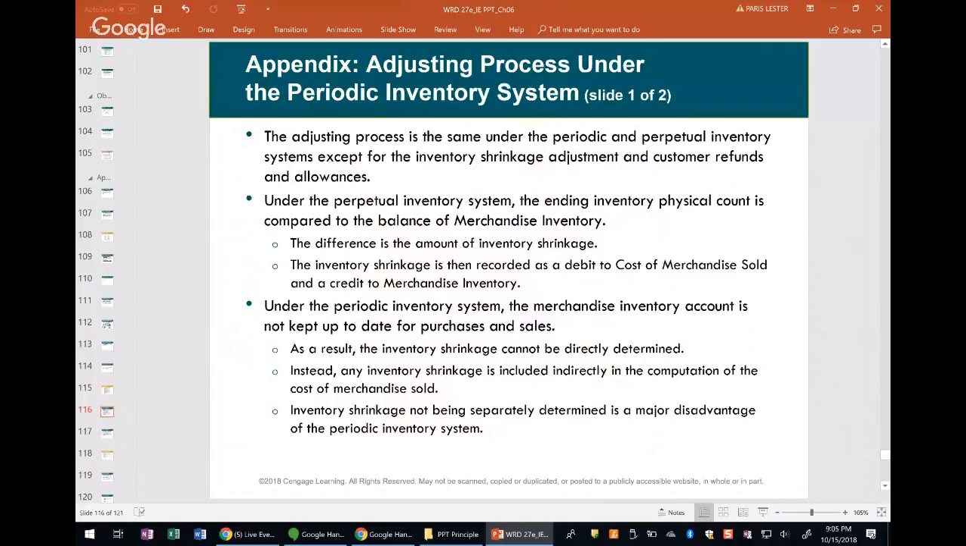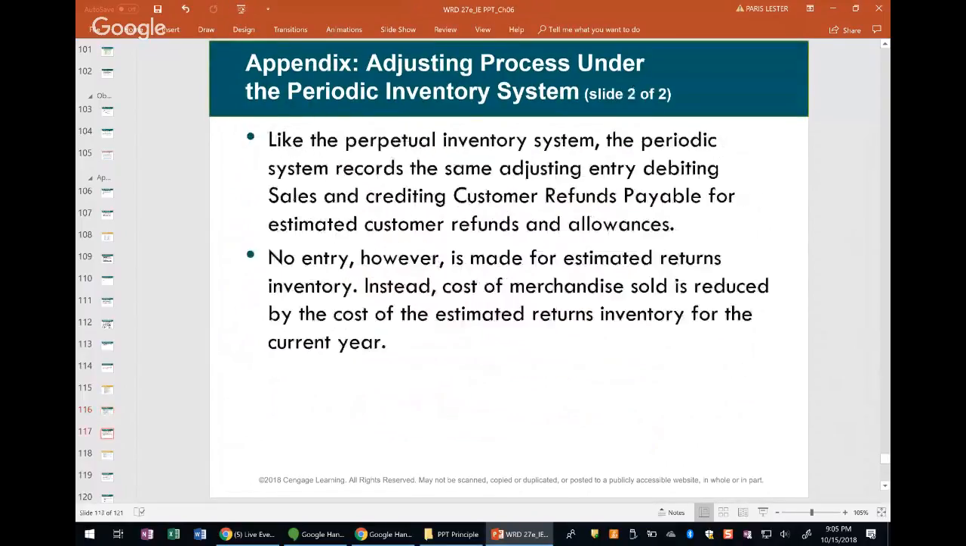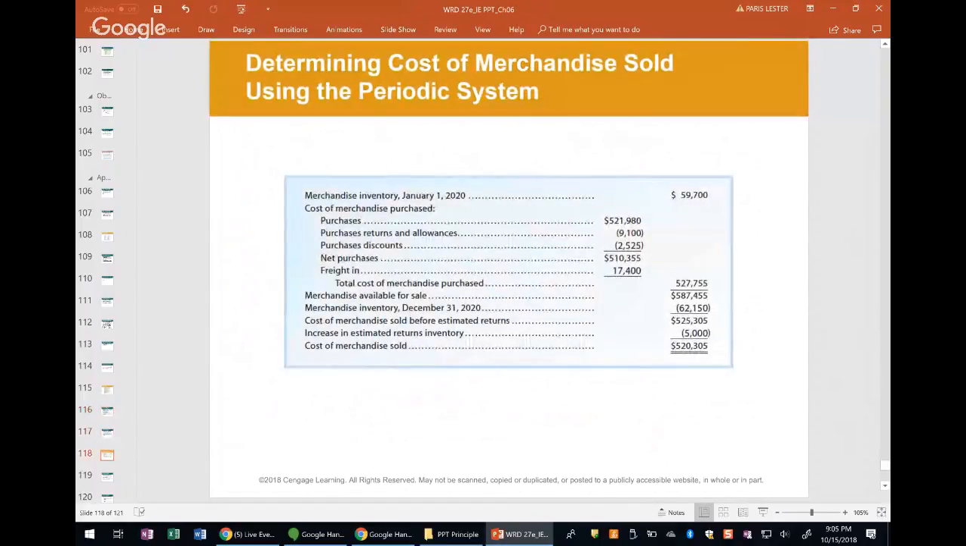I am not worried about the adjusting process under periodic. However, this was determining cost of goods sold. This is what I told you: take beginning inventory. Here was my little formula. Plus beginning inventory plus purchases gives you merchandise available for sale, minus ending inventory gives you cost of merchandise sold.